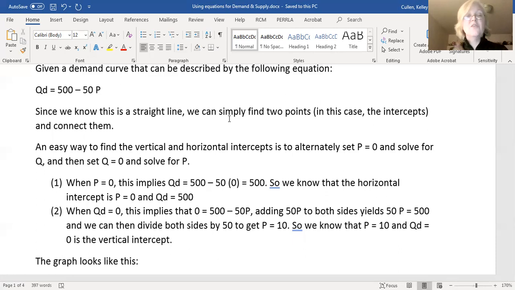So in order to get this equation as it is written, QD equals 500 minus 50p, into y equals mx plus b form, you would first have to invert it and solve for p. Now you could do that, absolutely. I don't want to discourage you. Go ahead and do it. It's not wrong. It's just going to take some extra steps that I don't think you need to do.